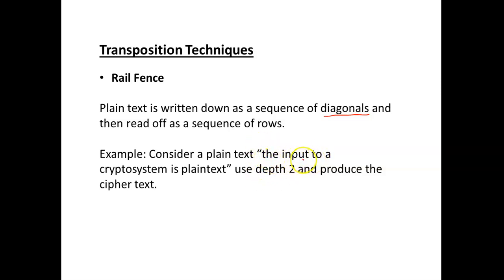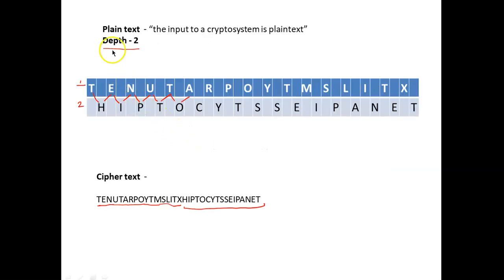Now consider our plain text, the input to a crypto system is plain text. This sentence, written in quotation, is our plain text, and we want to convert it into ciphertext by using the rail fence technique. Here the depth is given as 2. What does it mean that the depth is 2? It means we have to write down the input sentence, the plain text, in the form of two diagonals.